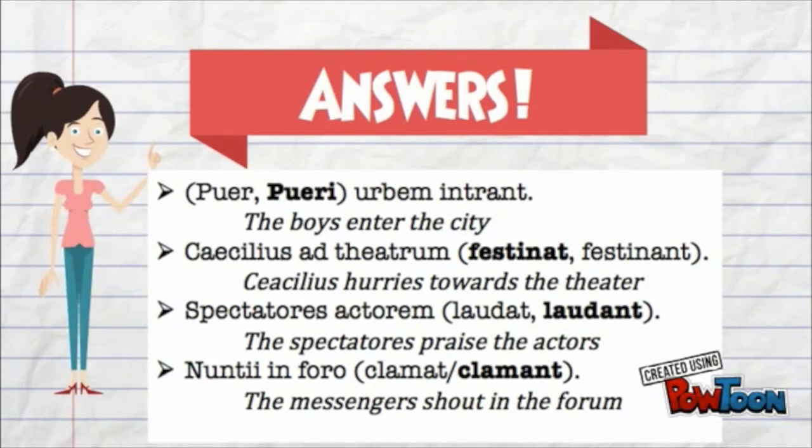Okay, and then spectatores, ES is one of your new plural nominative endings. So then I need to choose the verb that is plural, which is laudant. And the sentence translation is the spectators praise the actors. Not just one spectator, but the spectators. And then lastly, I've got nuntii, also a plural ending that you just learned. And then I need to choose clamant, NT, the plural verb.